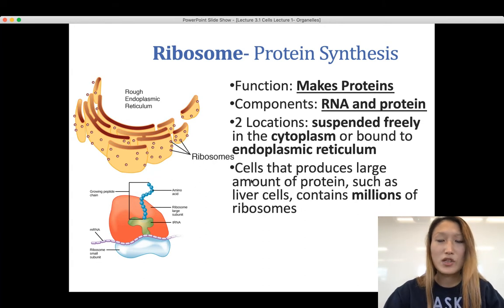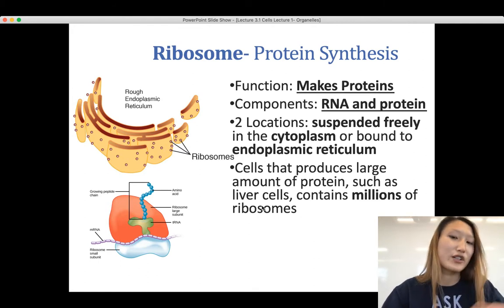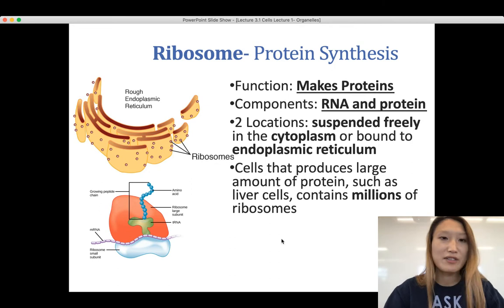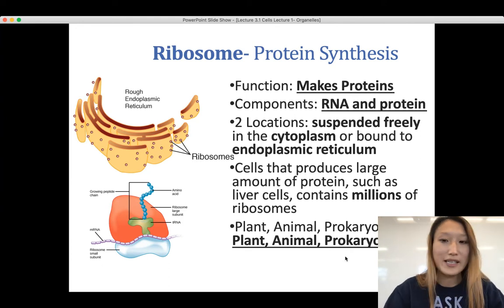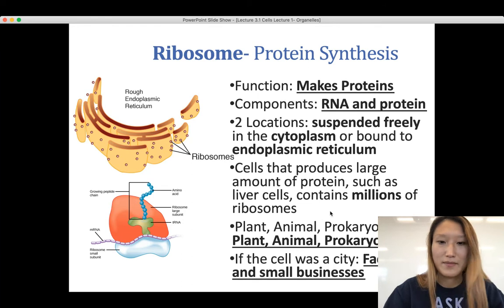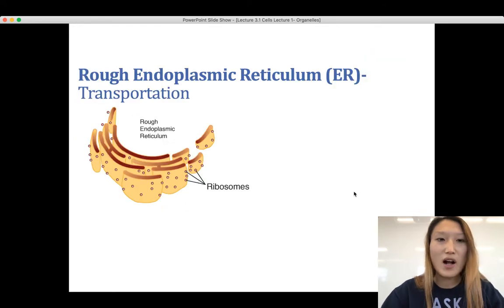Okay. So if you think about it, it makes sense that if you have cells that are in charge of making tons of proteins, then you'll have a ton of ribosomes. Ribosomes are found in all organisms, because ribosomes make proteins, right? And all organisms need proteins, prokaryotes, eukaryotes, all of them. Okay, moving on. So we have rough ER.